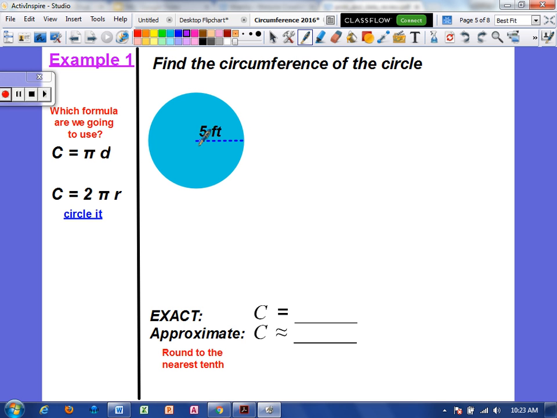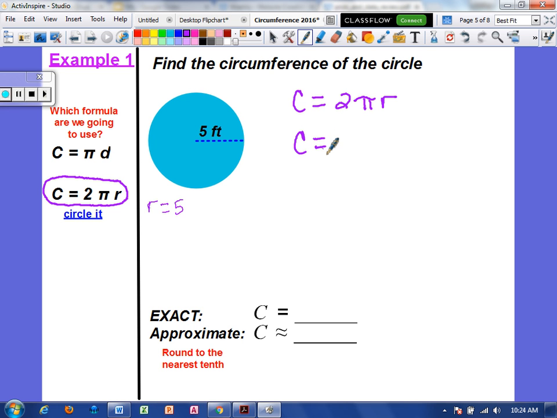Now, as you can see here, they gave us a radius. Remember, the radius is the smaller one. It just goes from the center to the outside. So we have a radius of 5. Since we have a radius, we are going to use this formula right here that has the r in it. So I'm going to write the formula. Circumference equals 2 pi r.